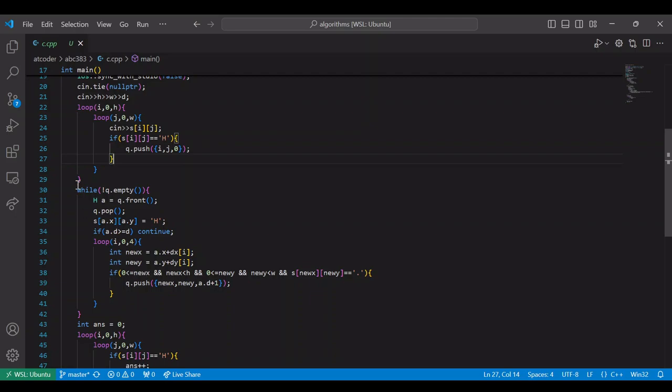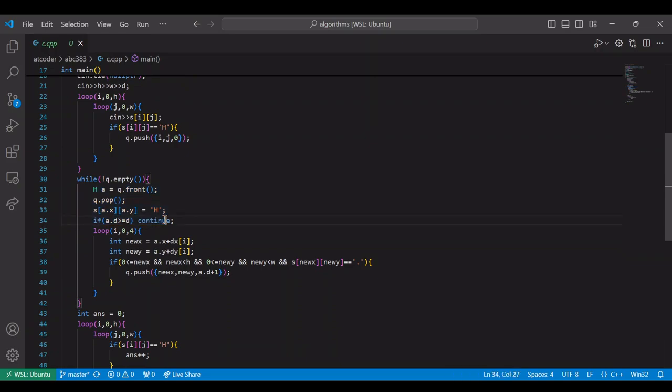And for this part, we're performing BFS on all the cells that have H. Initially, we just pop out the location and we can mark it as H. And afterwards, if the distance is already at the maximum, which is D, or if it's greater than D, we can continue.